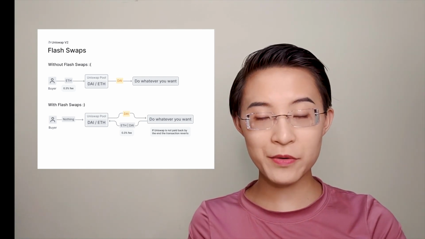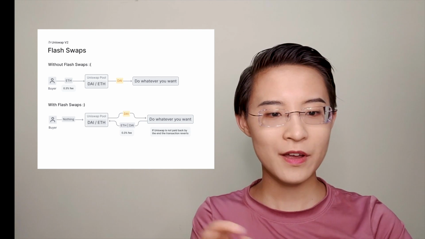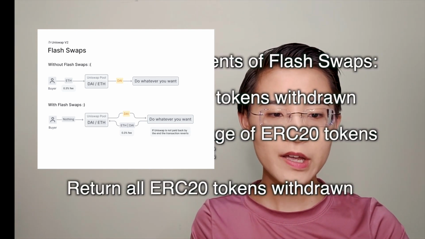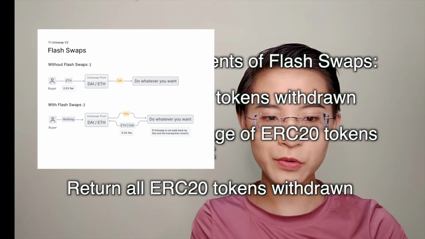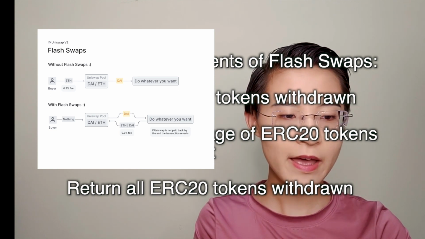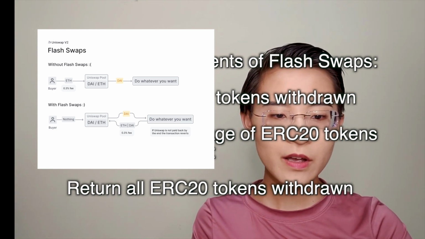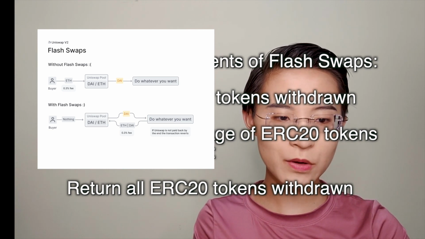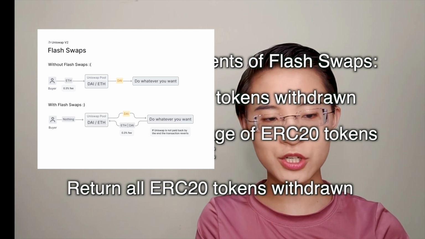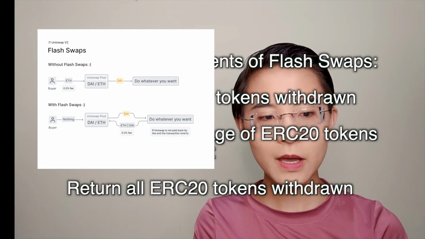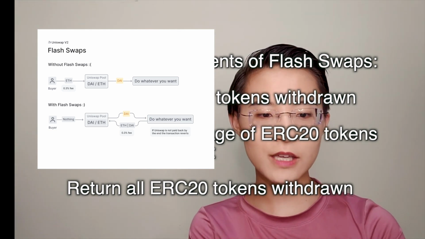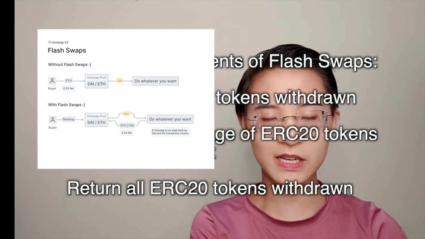So here are 3 requirements of Flashswap. First, you need to pay for all ERC20 tokens withdrawn. Second, you need to pay for a percentage of ERC20 tokens and return the rest. Third, return all ERC20 tokens withdrawn. So the only drawback is that Uniswap will charge 0.3% of borrowed ERC20 tokens, even if you returned the input ERC20 token.